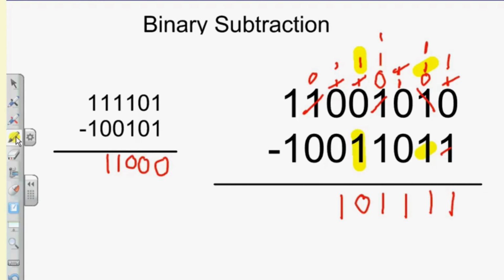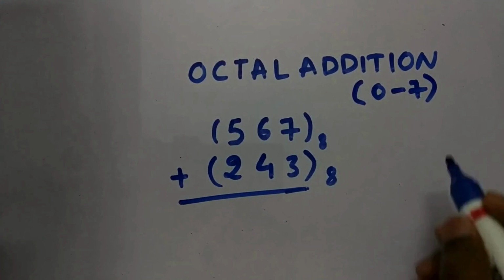We will now proceed to octal numbers, which is octal addition. Let's go into an octal addition. So I got a simple example for you here. 5, 6, 7 base 8, 2, 4, 3 base 8.